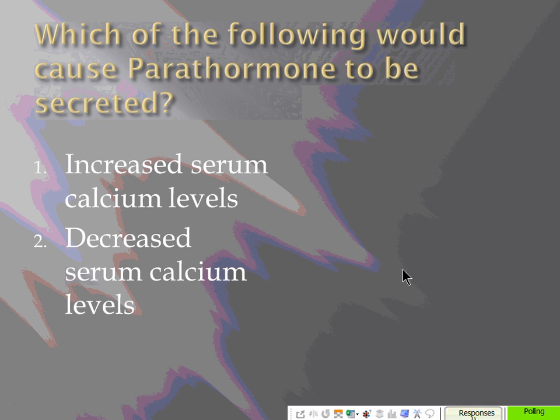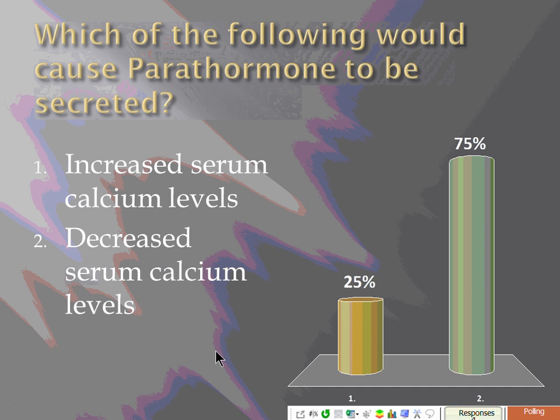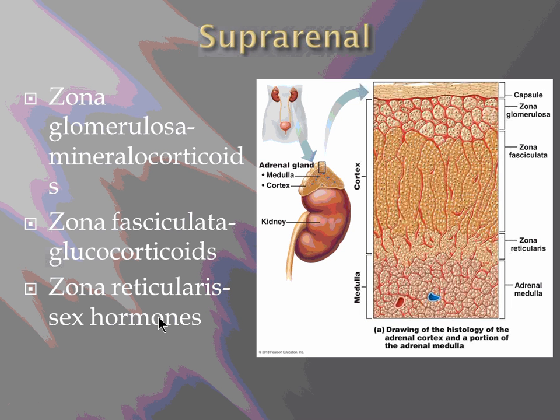Which of these would cause parathormone to be secreted? Decreased serum calcium levels. Remember, its function is to increase serum calcium. So think of a function, and what would bring about that function? Decreased serum calcium will cause parathormone to be secreted. Okay, so we'll stop here.